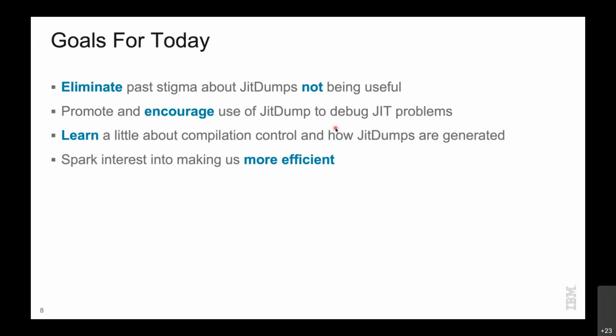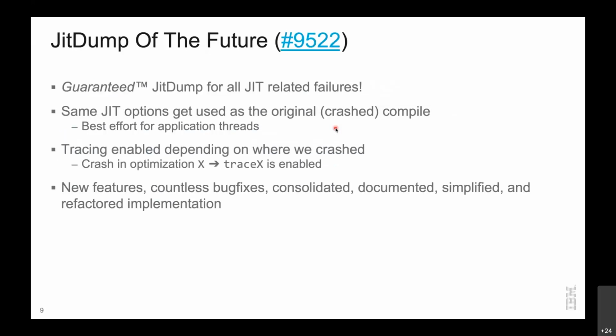And finally, the last thing I want from this presentation is to spark some interest in any other ways that you can think of to make us more efficient as a team. I personally believe that if we can save, for example, even 10 minutes of a developer's time on a particular task, this can scale across all developers indefinitely, and it's a huge overall win for efficiency for our entire team. So without further ado, I introduce you to the JitDump of the future.